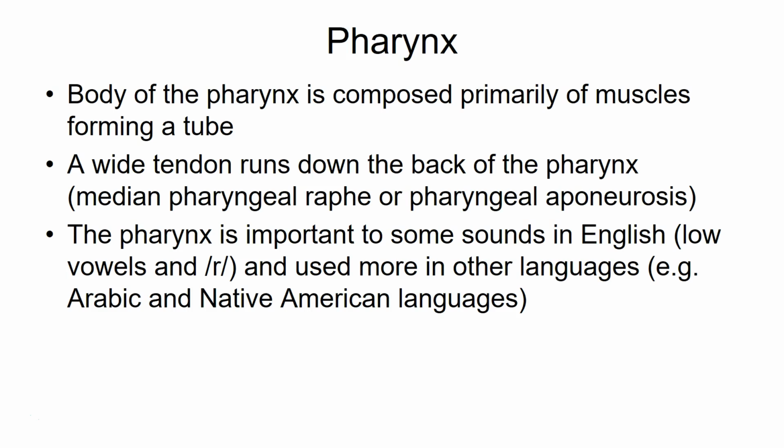The pharynx is important to some sounds in English, like low vowels and the "r" sound, where resonance in the pharynx is an important component of their acoustics. The pharynx is used more in other languages, like the Arabic languages and Native American languages, for distinctive consonant sounds.